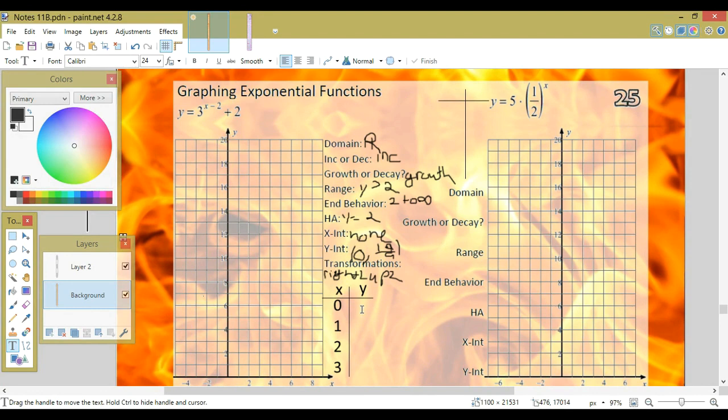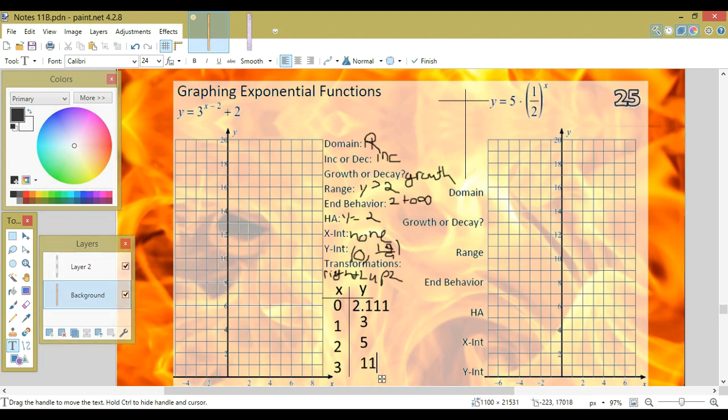Let's make a table with x and y. Let's plug in 0, 1, 2, and 3. If you put those in the calculator, you'll get 2.1 repeated right here. And then if you plug in 1, you get 3. 2 would be 5. And 3, you get 11.